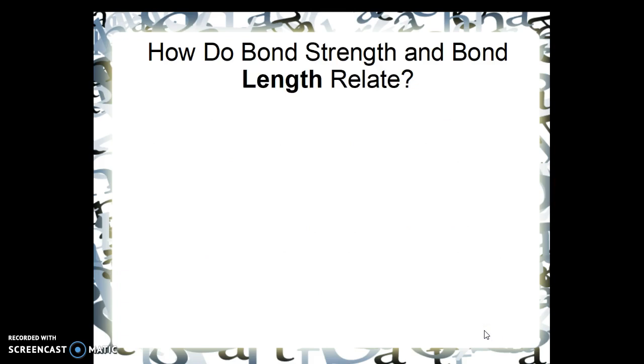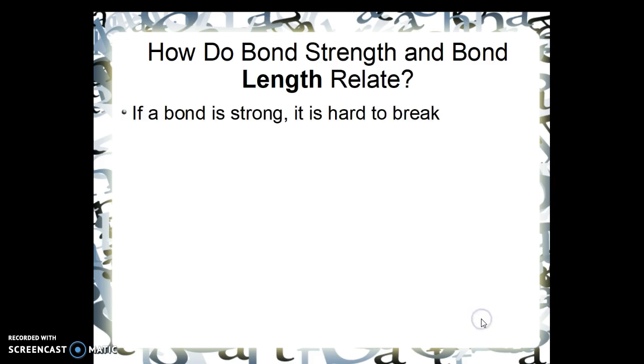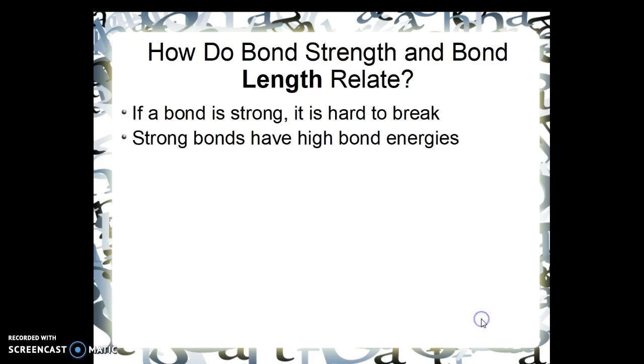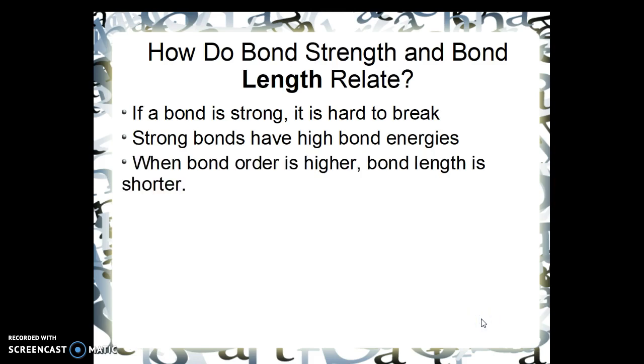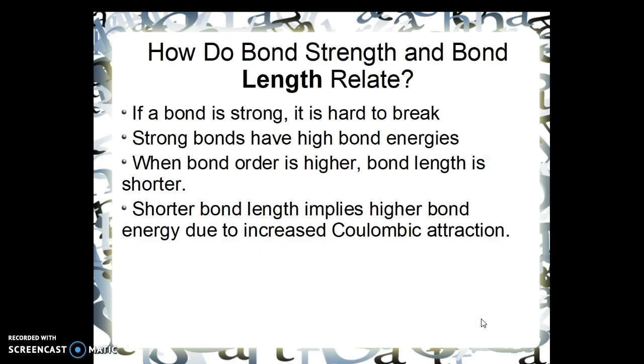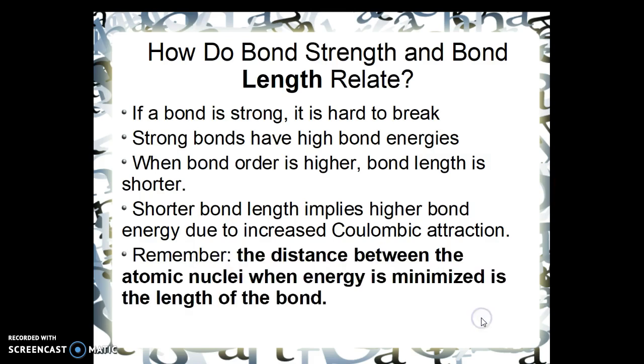How do bond strength and bond length relate? You can probably answer that by now. If a bond is strong, it is hard to break. Strong bonds then have high bond energies, and of course when the bond order is higher, the bond energy is high and the bond length is low. Shorter bond length then implies higher bond energy due to the increased Coulombic attraction with the high electron density. And so remember, the distance between the atomic nuclei when you have minimum energy is the length of the bond.